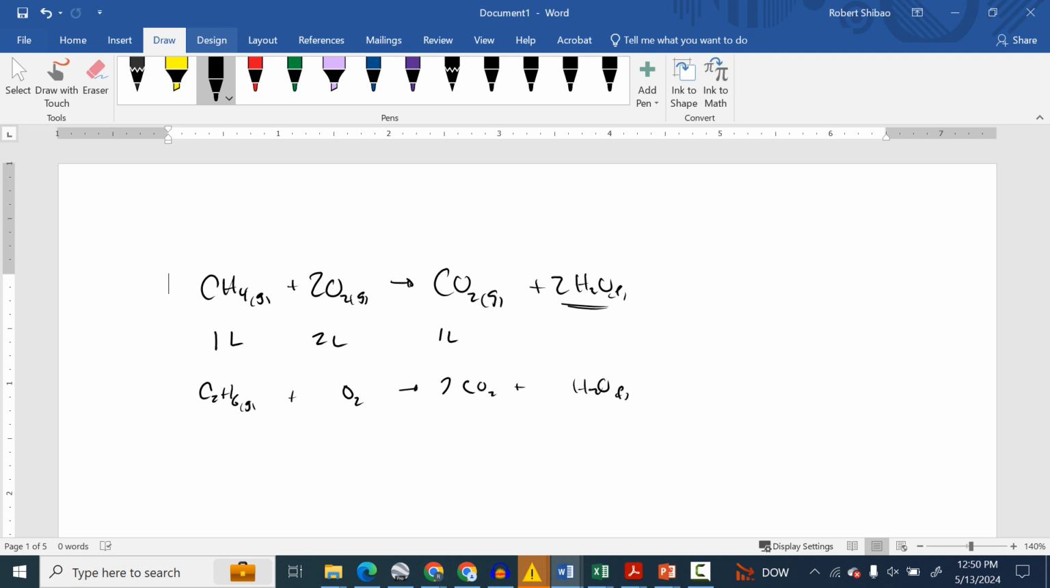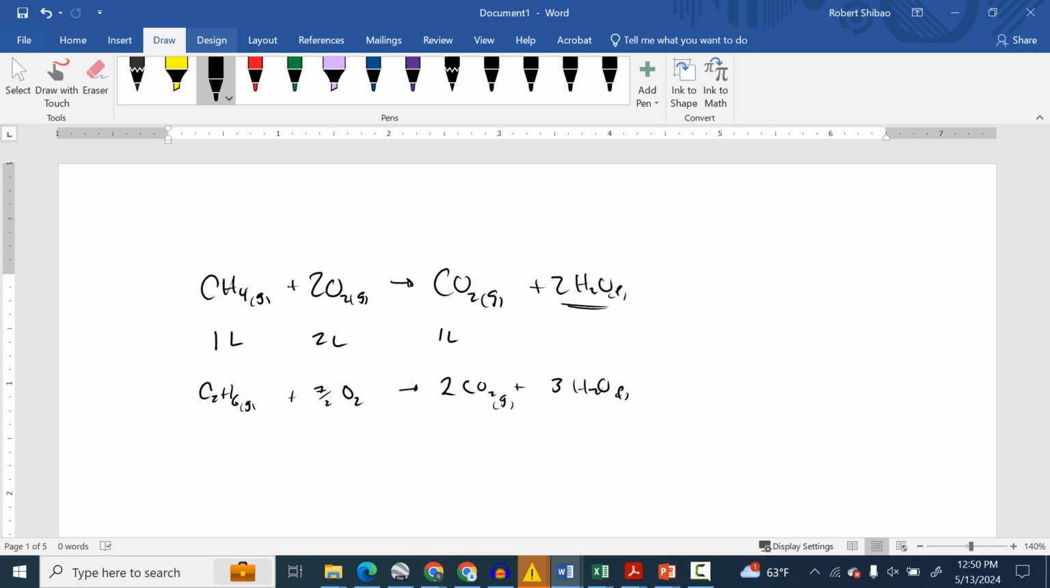I have 2 carbons here. I'll need 2 CO2s here. And I'll have 6 hydrogens over here. I'll need 3 waters here. And that gives me 2 times 2 is 4 plus 3 is 7. That means I'll have 7 halves here, like that.